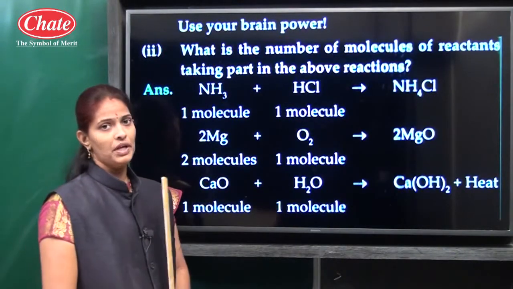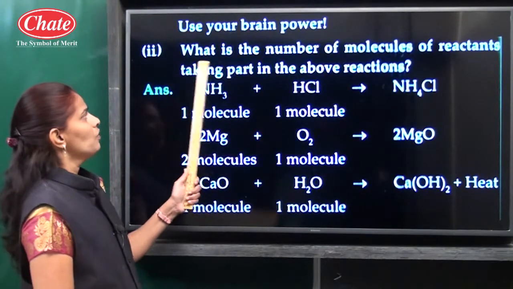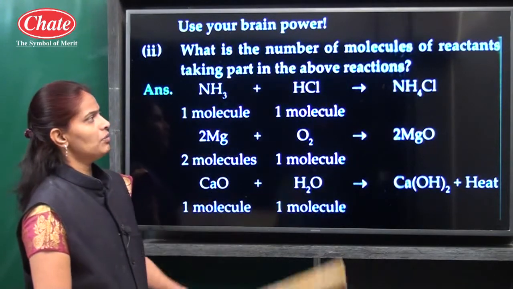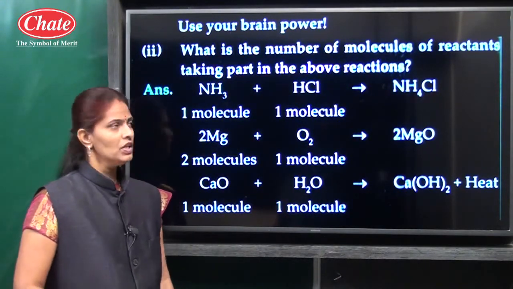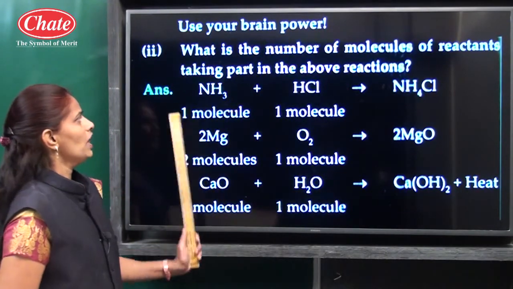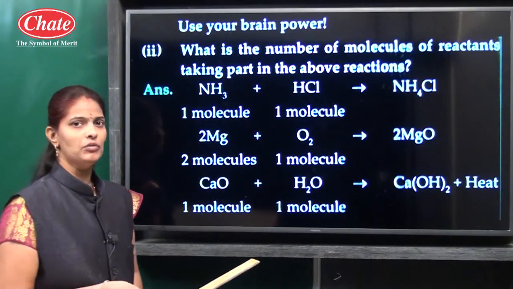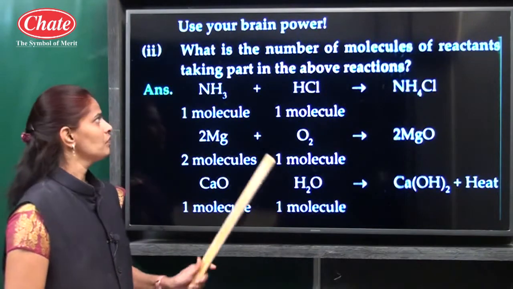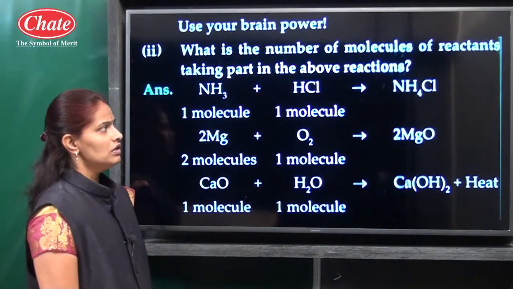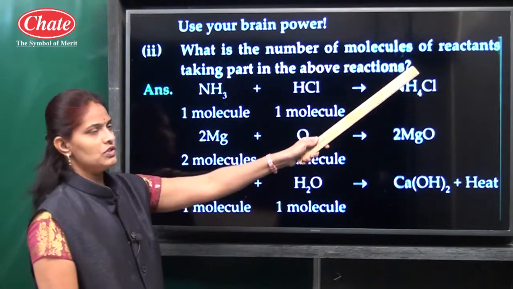Then use your brain power. See, what is the number of molecules of reactants taking part in the above reaction? Questions like this are there in board exams. Here you have to find out only the number of atoms of reactants and the number of atoms of products also. So see, what is the number of molecules of reactants taking part in the above reaction? Here you ask only reactants, molecules of reactants.